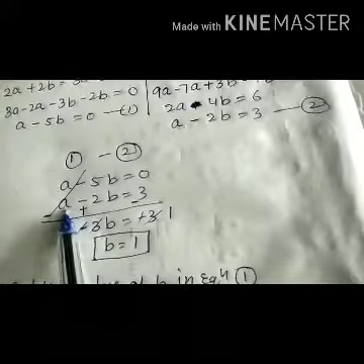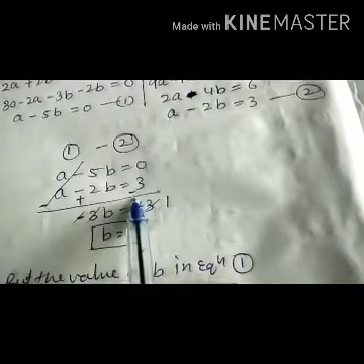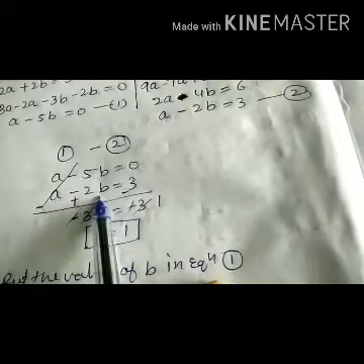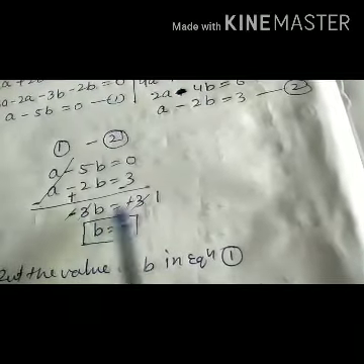We will subtract equation number 2 from equation number 1. Equation number 1 we have a minus 5b is equal to 0. Equation number 2 we have a minus 2b is equal to 3. So on subtracting the sign will be changed. Here we have minus, so we will put plus, and here we will put minus. Plus a and minus a cancel out. Minus 5b plus 2b is equal to minus 3b. And here we have minus 3. Minus is cancelled by minus. 3 1s are 3. So the value of b we have 1.